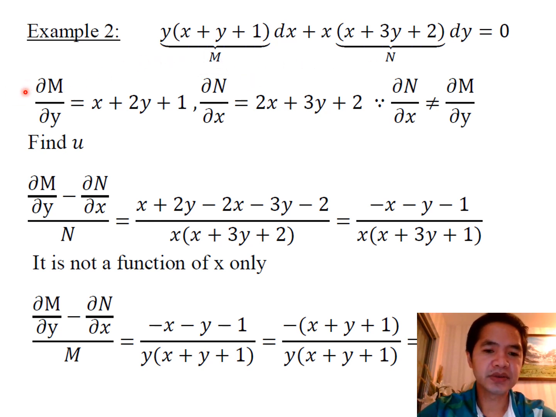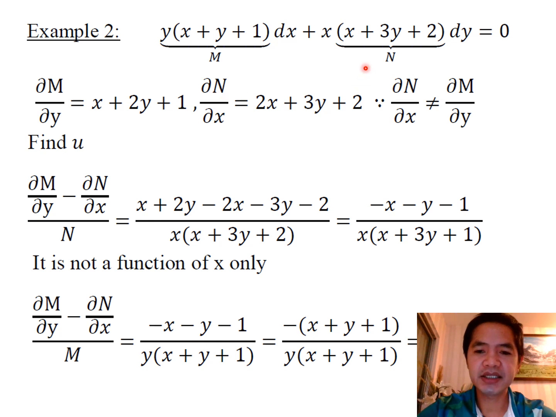Okay, let's do it. Do the partial of M over y first. For the first term, you multiply y into the parentheses and we get xy plus y squared plus y, right? So when you differentiate over dy, the first term gives x, y squared gives 2y, and y gives 1.